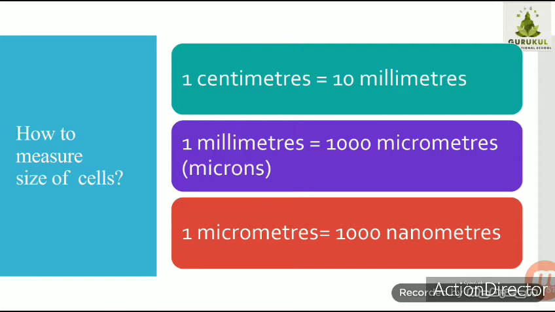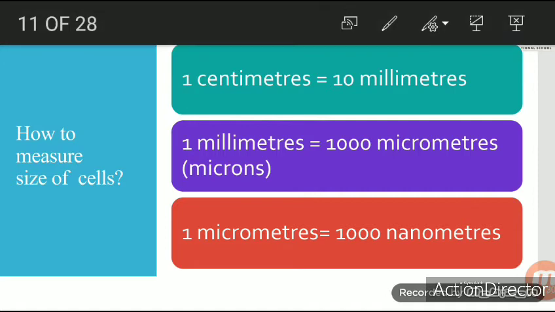Now what are the microns? Still, a micron or micrometer is further divided. 1 micrometer, the 1000th part of 1 millimeter, is equal to 1000 nanometers. So the smallest unit till now we know is the nanometer. Means you can just imagine how small must be the size of a cell or any object. Correct? And that is why we require the microscope to measure the small distances.